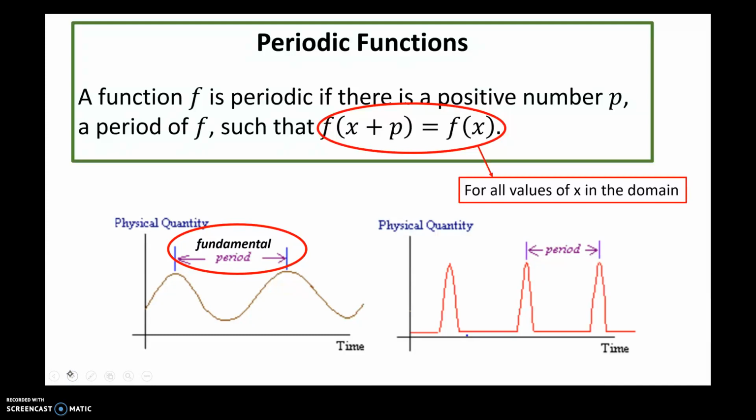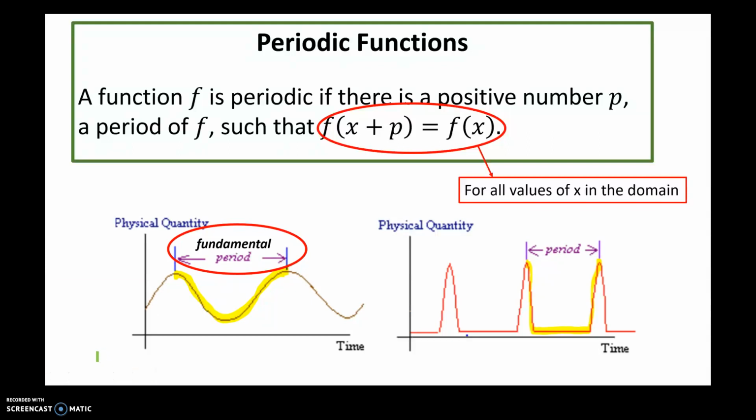Okay, periodic function. A function is periodic if there's a positive number p, a period of f, such that this statement is true. Okay, whole lot of words for us that get you to understand. A period is how long it takes for a function to repeat the exact same graph. So the period, notice it's how long I start from my maximum here and I get back to that exact same maximum. So over here, the period, here's a maximum until I get to that maximum.